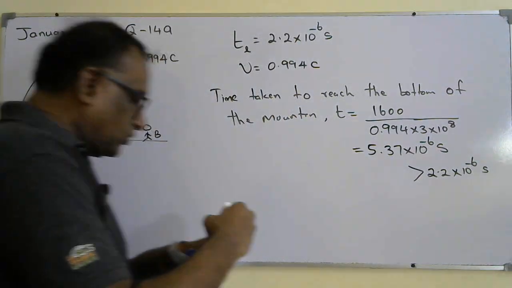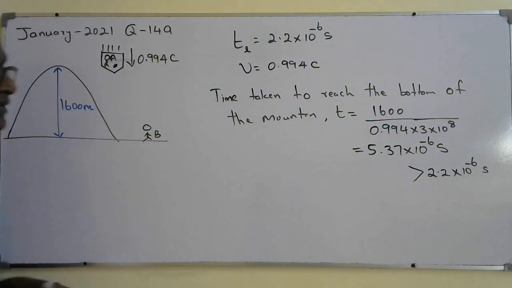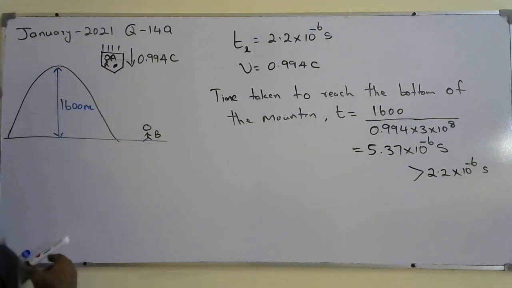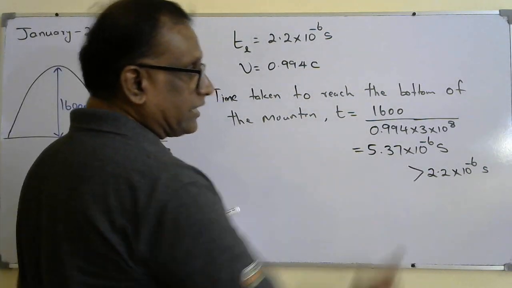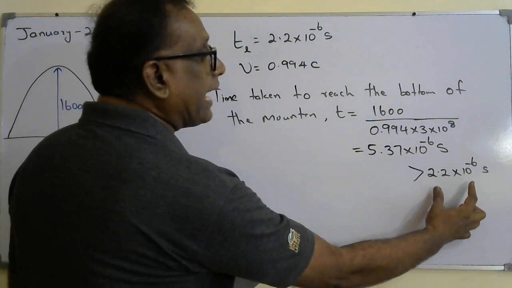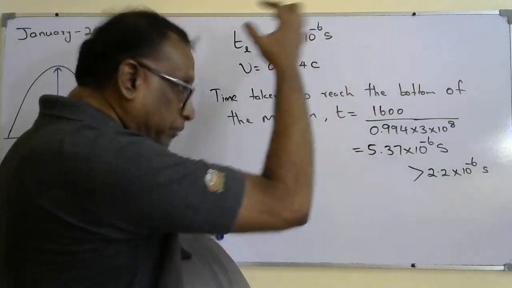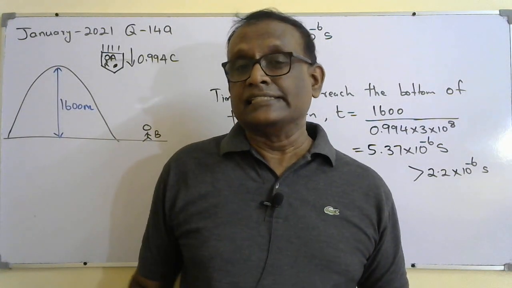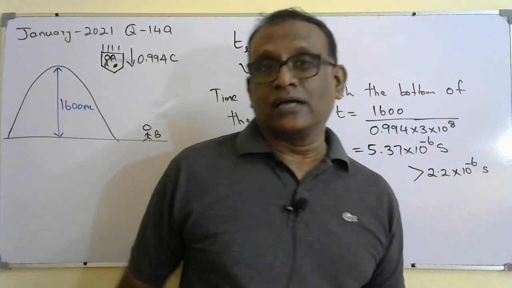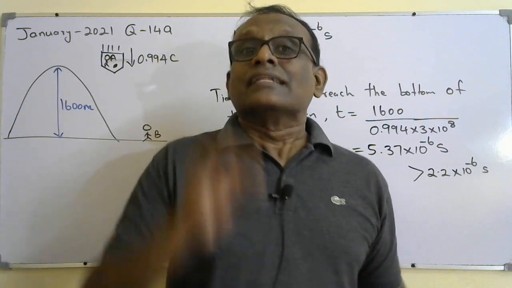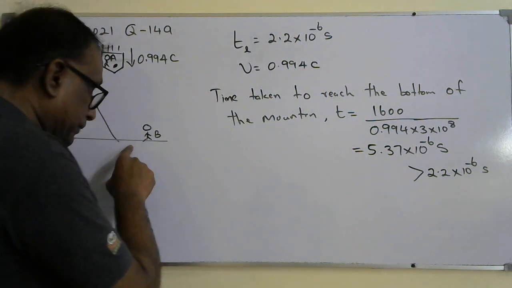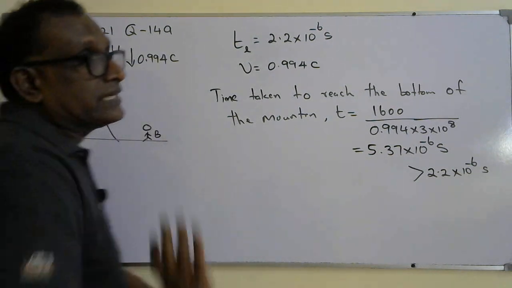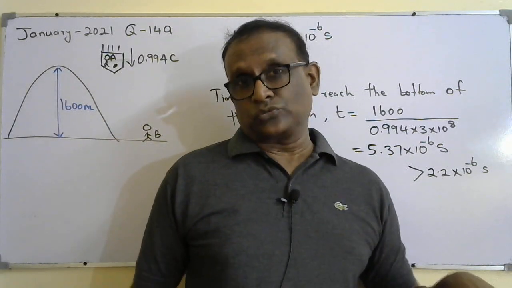So according to observer B, he will argue the time required to reach the ground from the top of the mountain for the muon is 5.37 × 10^-6 seconds, which is more than the lifetime. So before it reaches B, it will decay, it will become energy, so the muon won't be there. But what happened? They detected the muon at the bottom, meaning the muon is able to reach the bottom without decay. How is it possible? That's the question.